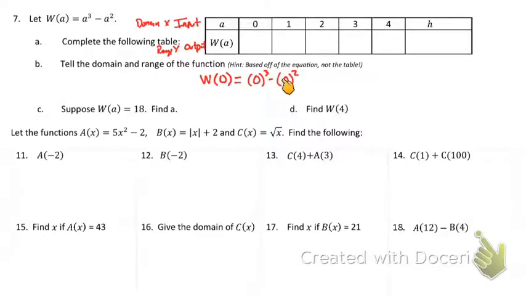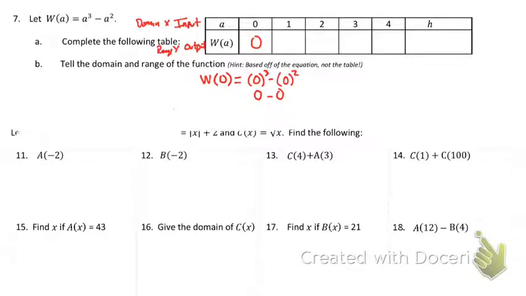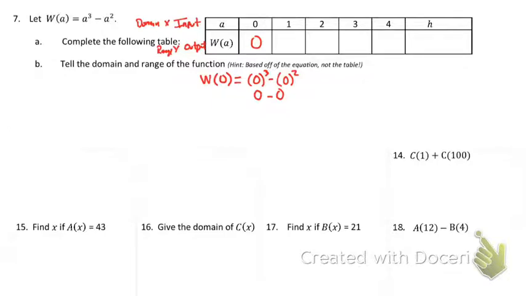Just get in the habit of that. And now we're just going to evaluate, or in other words, use order of operations to figure this out. 0 to the third power is 0. 0 to the second power is 0. 0 minus 0 is 0. So my first output is 0. It's pretty much that simple. We'll come back to these. I'm just erasing this to give us a little bit of room. They'll reappear in a little bit.